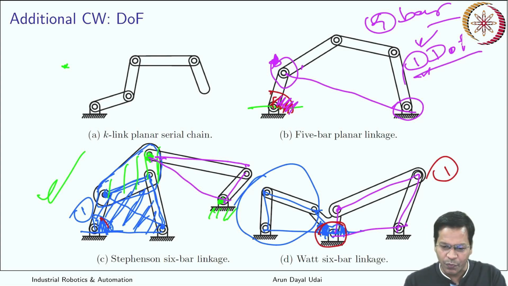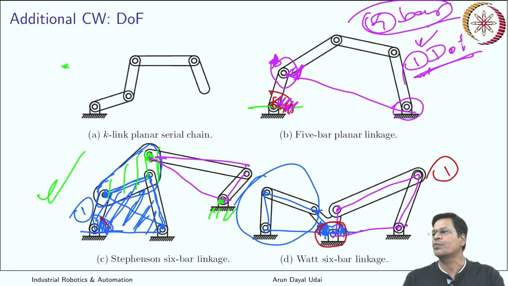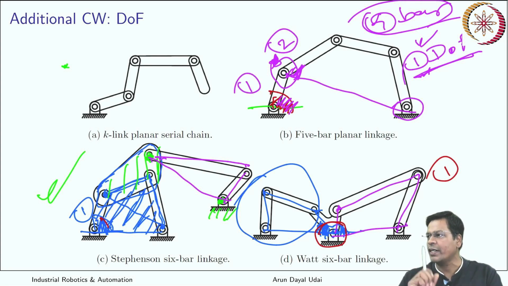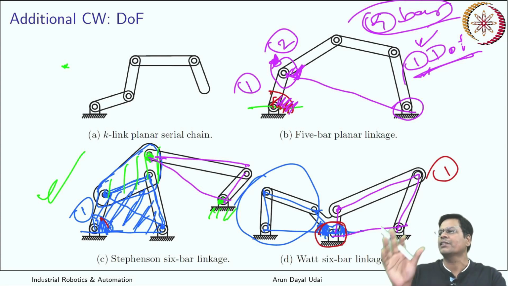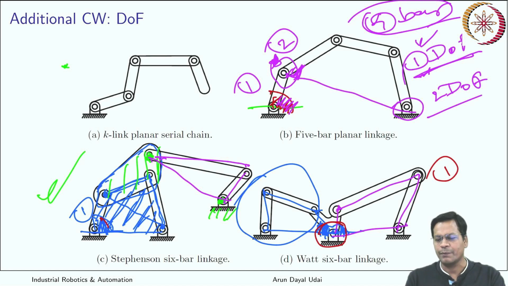So if you freeze further, that will constrain this remaining 4-bar mechanism. So it is fully constrained. So you need at least 2 joints to be frozen, fully defined, so as to fully define this mechanical structure. Okay, so this is having 2 degrees of freedom. Done. Okay, so this is how you have to move.